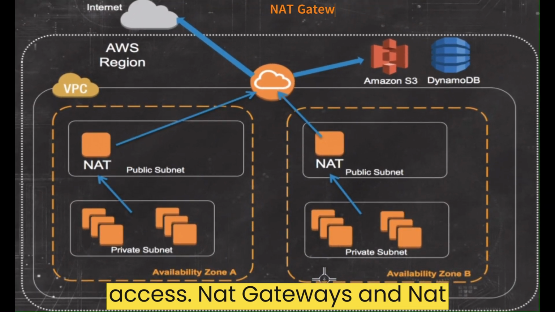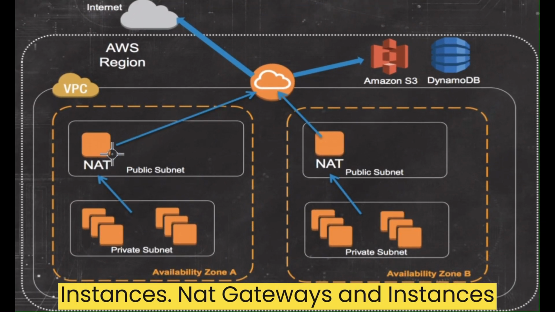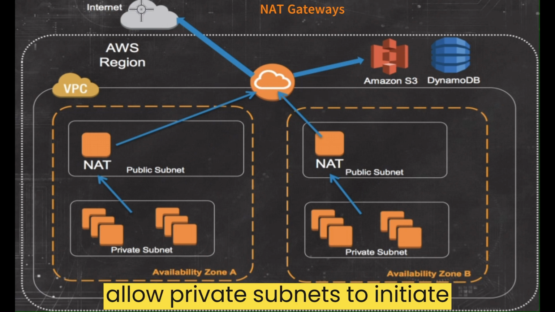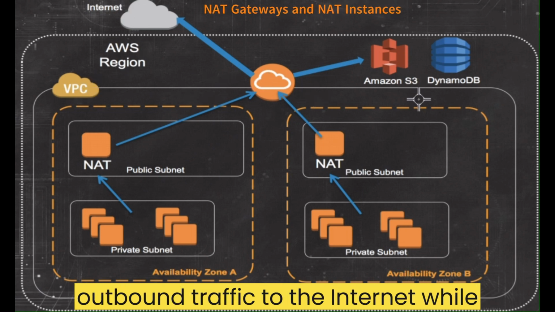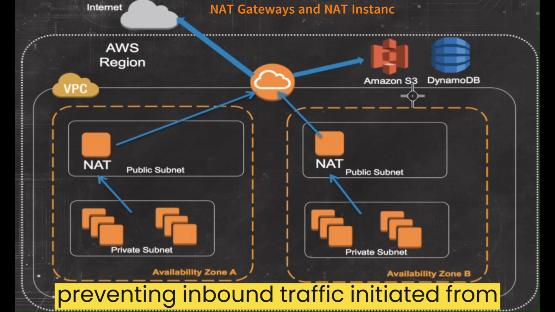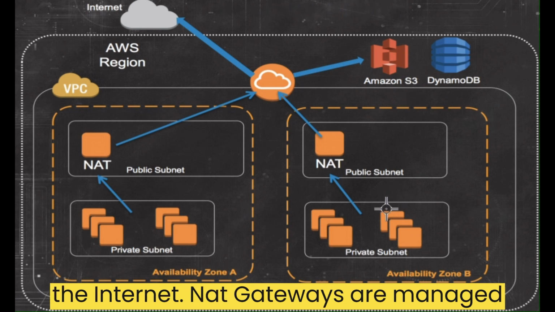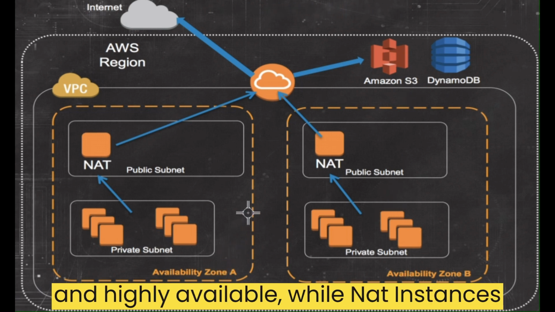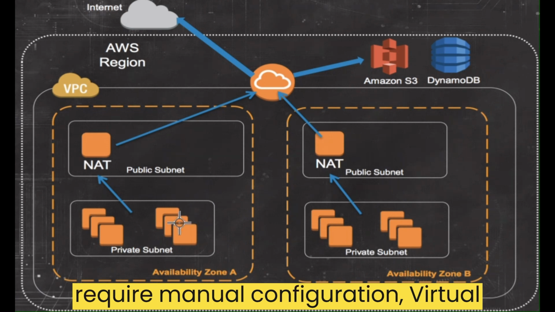NAT gateways and NAT instances. NAT gateways and instances allow private subnets to initiate outbound traffic to the Internet while preventing inbound traffic initiated from the Internet. NAT gateways are managed and highly available, while NAT instances require manual configuration.